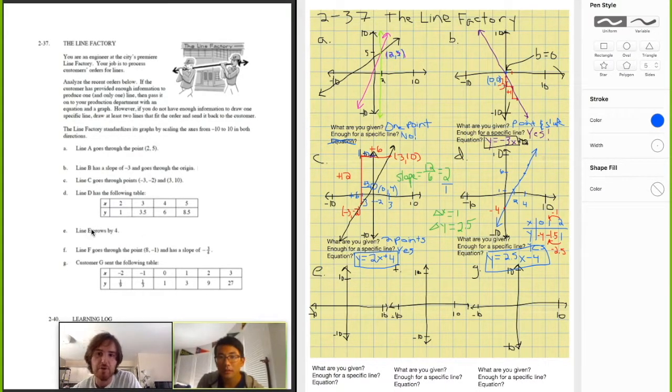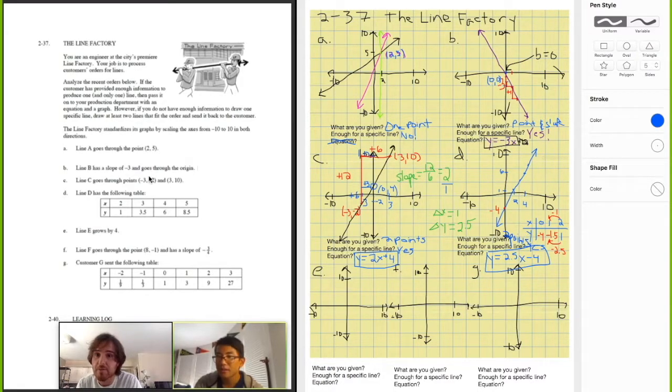Line E is pretty close here. So some of these are pretty quick. I guess we didn't summarize part D here, what we were given. But what were we given? We were given more than 2 points. Yeah, we were given more than 2 points. So I might just put down 2 points, or at least 2 points is enough to generate the equation of a line. If it is a line, right?